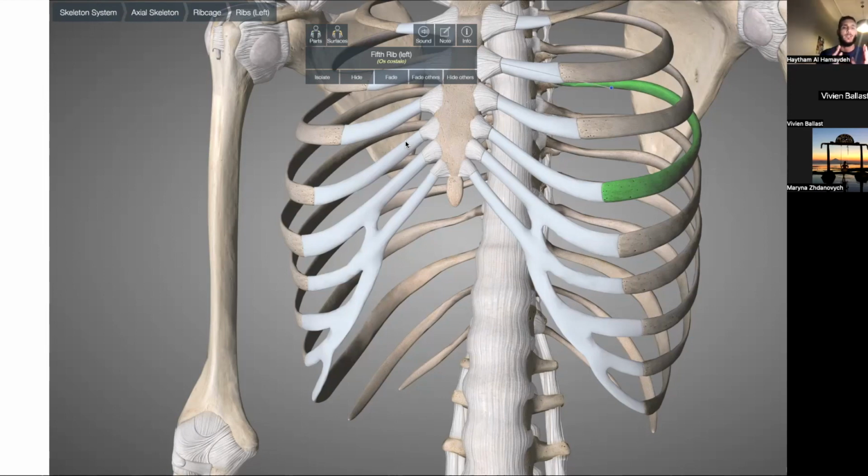Okay. Sternum. And if it cuts, I will continue where it cuts. It's an unpaired flat bone.